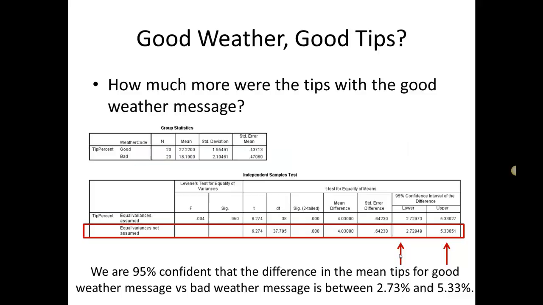We would interpret this confidence interval by saying we're 95% confident that the difference in the mean tips for good weather message versus bad weather message is between 2.73% and 5.33%. So if you are a server at a restaurant, you might consider adding a nice little good weather message on the bill when you give it back to the patrons, because it might result in you getting a higher tip.